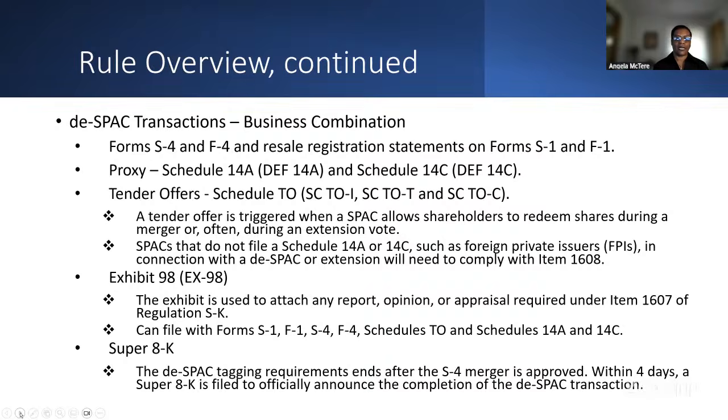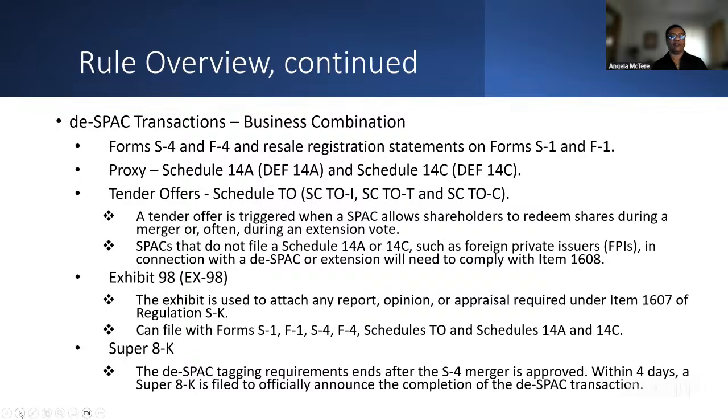And Exhibit 98. So if the issuer is filing any report, maybe an opinion or an appraisal that's required under Item 1607, they could file that exhibit with an S-1, F-1, S-4, F-4. You can file it with a Schedule TO or proxy. It cannot be filed with an 8-K. Okay.